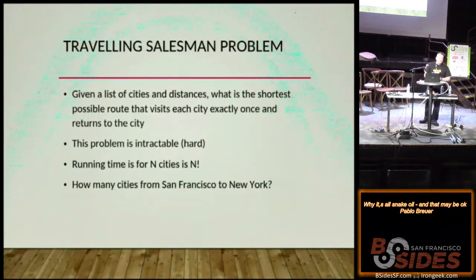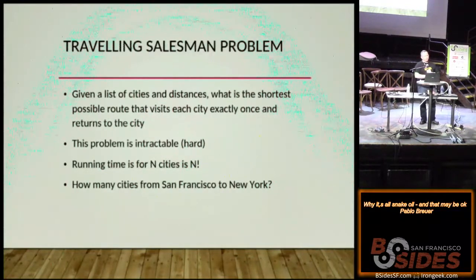The first intractable problem that most computer scientists get is something called the traveling salesman problem. Fairly straightforward. Given a list of cities and distances, what is the shortest possible route that visits each city exactly once and then returns to the originating city? Seems fairly straightforward, but it turns out that for computers this is an intractable problem. And your running time is a factorial of the number of cities that you've got.